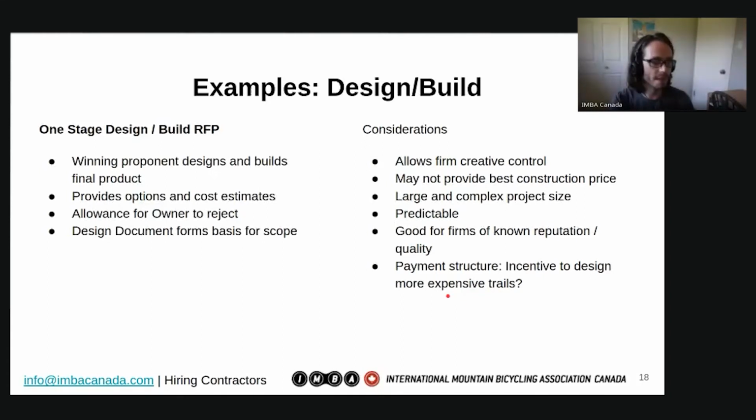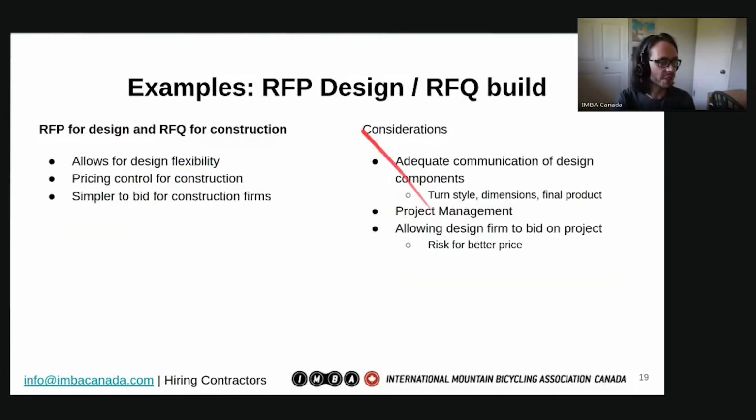So how does the payment structure work, and are they incentivized to design more expensive trails? So long as you're paying attention to the various options that are proposed in the first phase, and you're asking lots of questions about what that will entail in terms of costs, you can come up with a process that ensures that you're not second guessing whether you're getting more expensive trails than absolutely necessary. And having the cost estimates provided in the design build phase is also useful to control that.